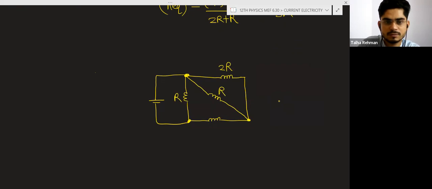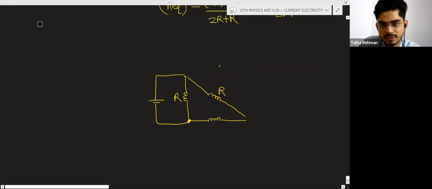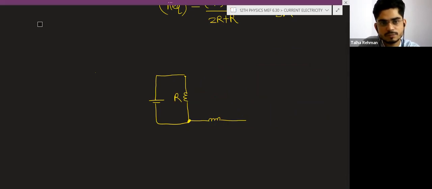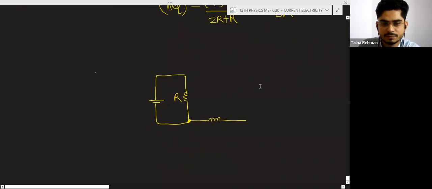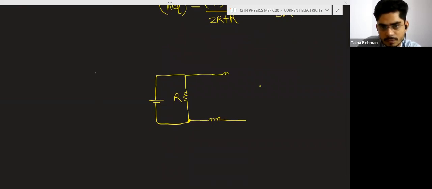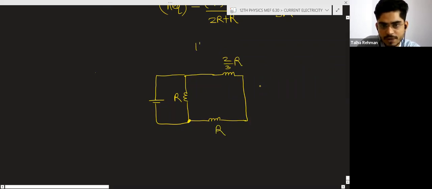So instead of this, we can just take one resistance of 2 by 3R, and this resistance is of R. Now we have modified the circuit. Now see here, this is point A and this is point D. This combination is a single wire now.